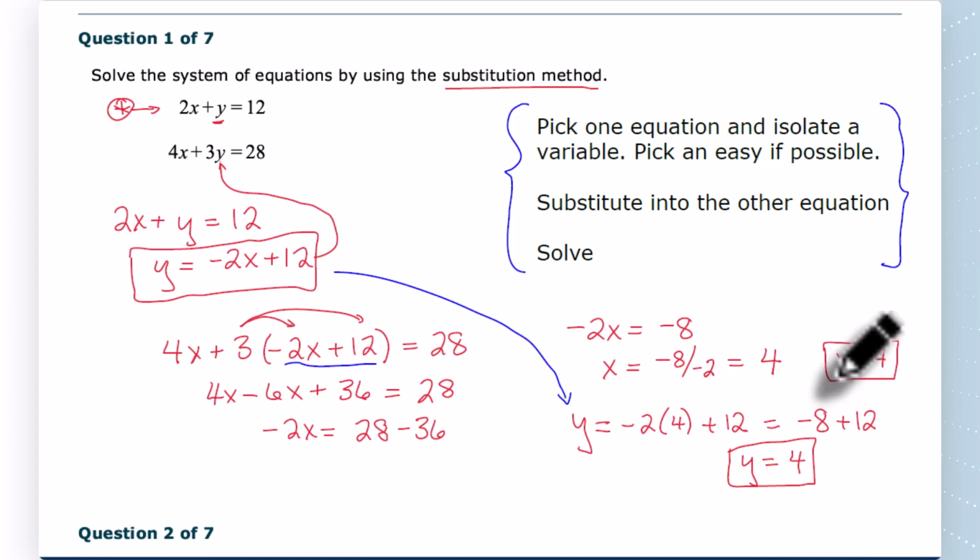How do I get y? Well, I've got this nice formula here for y. I just plug in what I just learned about x, and I've got minus 8 plus 12, and I get y equals 4. And you can check x being 4, y being 4. If I plug them in, it solves both equations. So these two lines intersect in one common point.